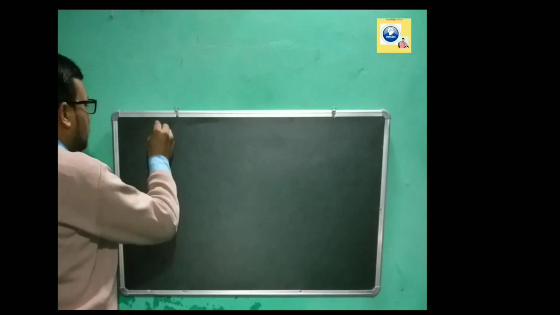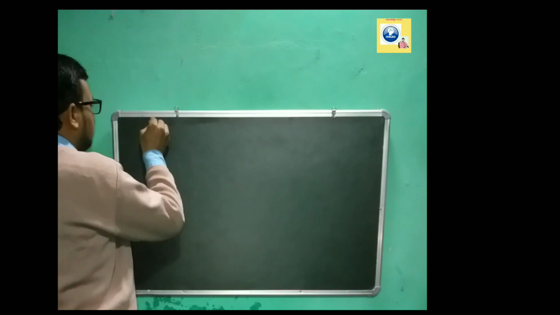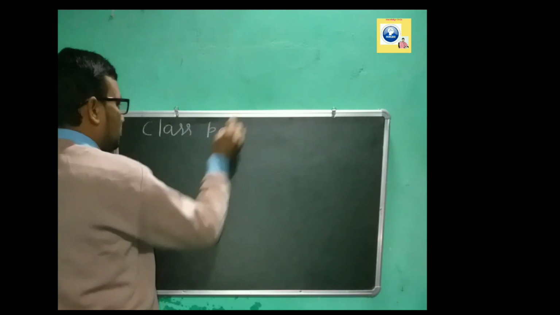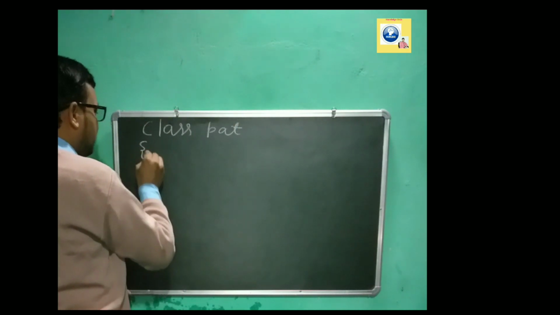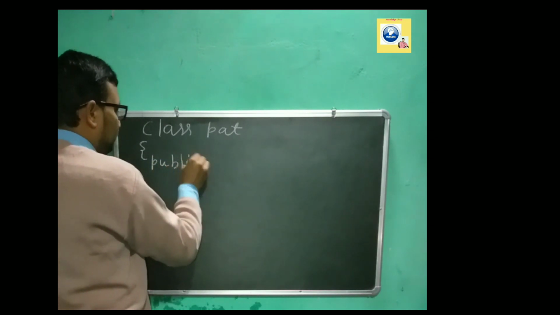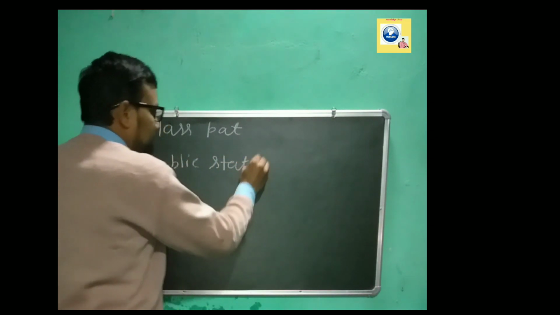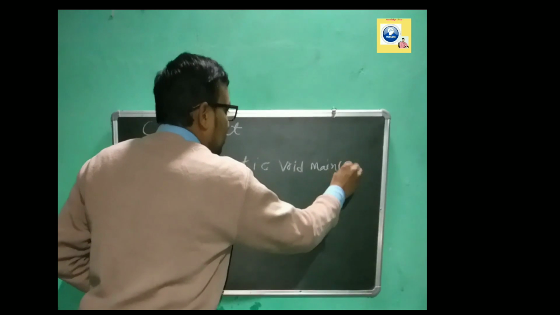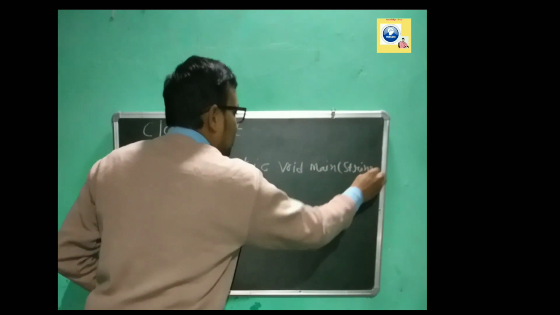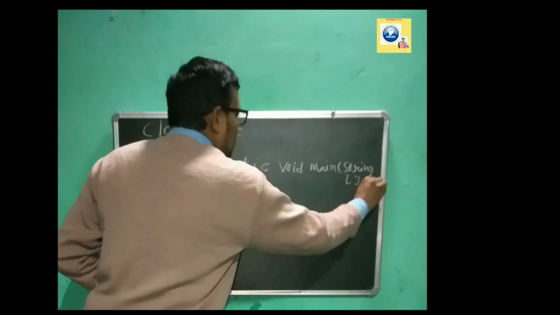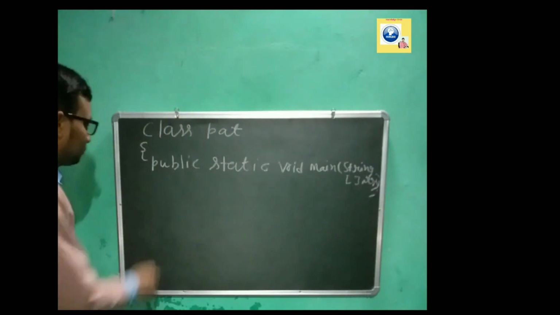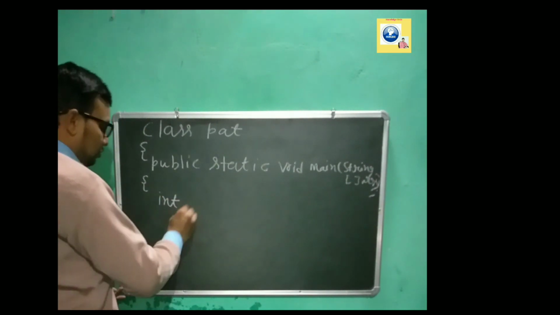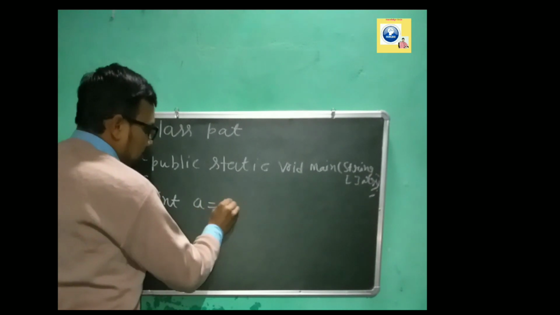For doing this, first of all, we are going to write a class. Okay, let's give the class name pat. Then public static void main, and then we write String args. That is done. The next step is what? We are going to declare a variable whose value we are going to give 65.